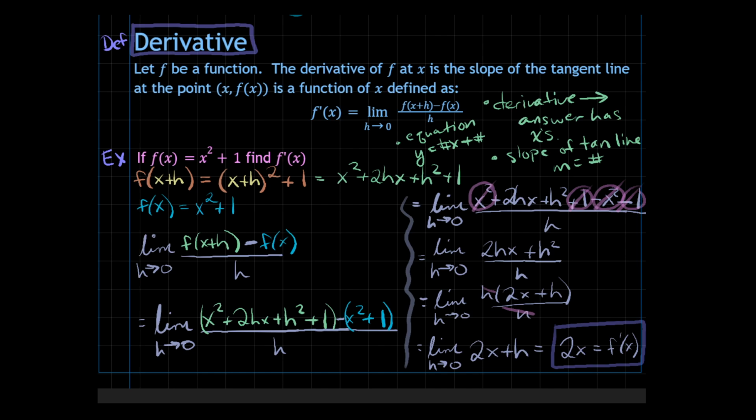So depending on what the question's asking, if you're asked for the derivative, it's a function of x. If you're asked for the slope of the tangent line, your answer is a number. If you're asked for the equation of a tangent line, then your answer is a linear function. Right? We're starting to get a little bit about what a derivative is.